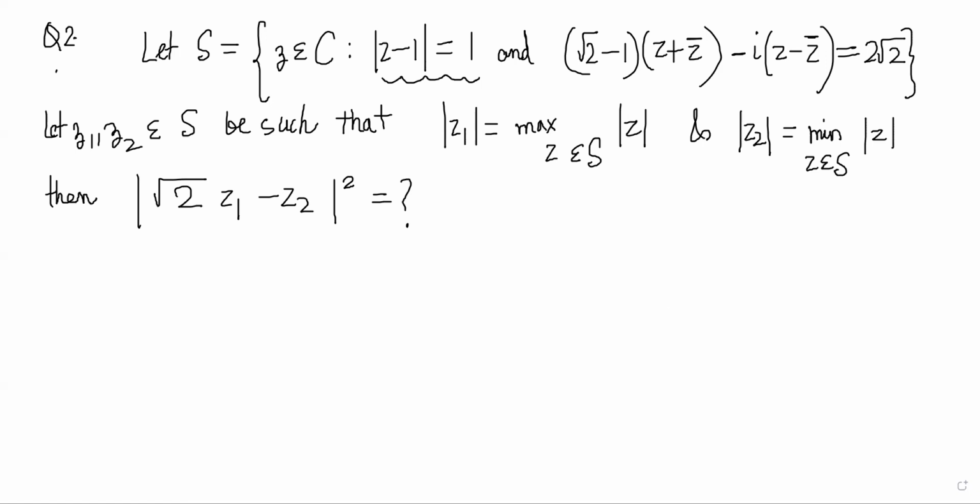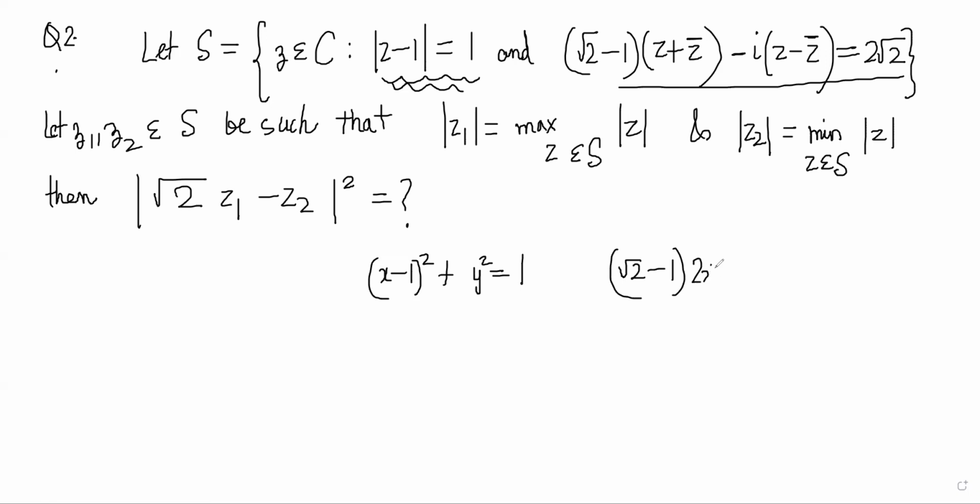Sir, I'm getting a very weird answer. Why? This is not very difficult. This is a circle, and this will come as a line, right? Yes, sir. The circle equation is (x minus 1) whole square plus y square is equal to 1. And this equation will come as root 2 minus 1 into 2x, minus 2iy is equal to 2 root 2. So yes, sir. Minus 2y square becomes plus 2y.